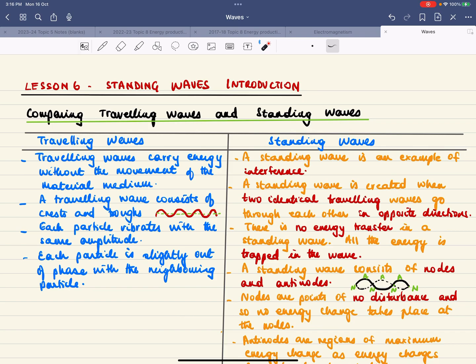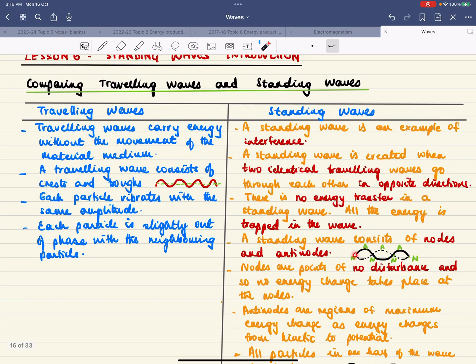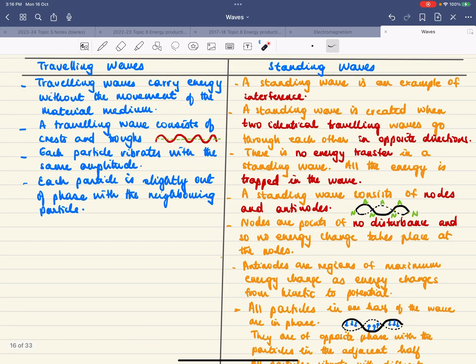A standing wave is created when two identical traveling waves go through each other in opposite direction. There is no energy transfer in a standing wave, and all the energy is trapped in the wave. A standing wave consists of nodes, these are your nodes, and antinodes. Nodes are points of no disturbance, and so no energy change takes place at the nodes. Antinodes are regions of maximum energy change as energy changes from kinetic to potential.